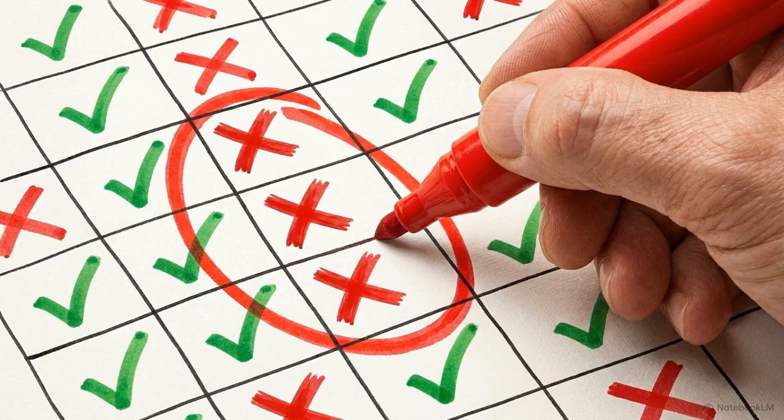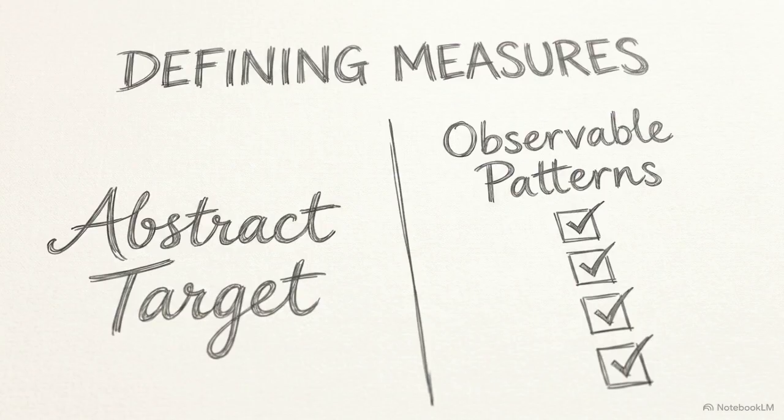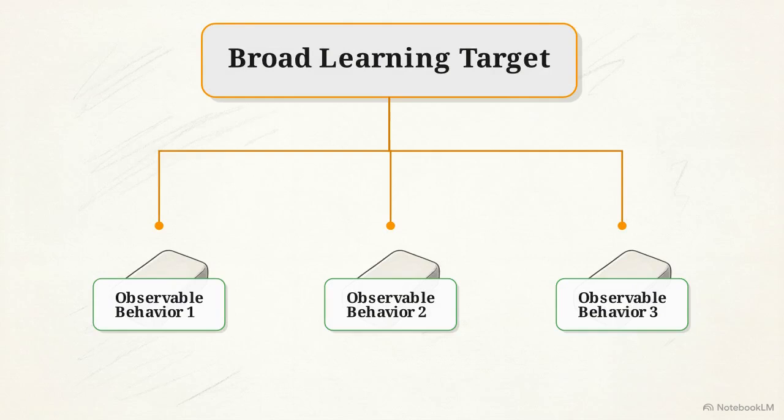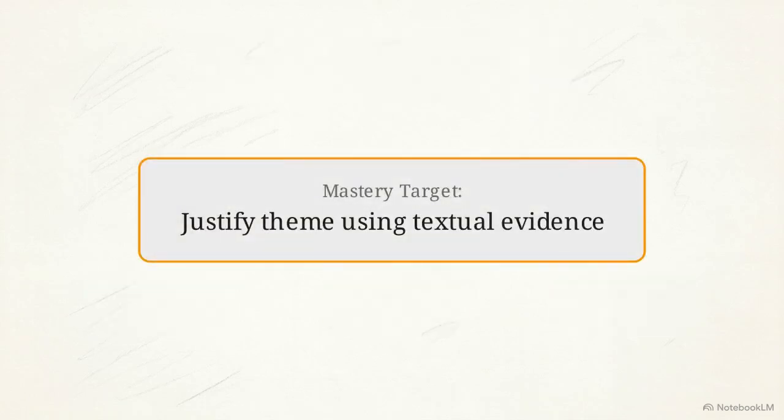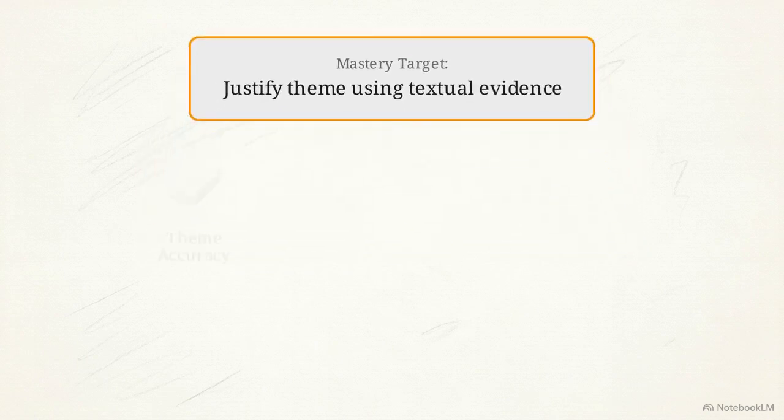To know what a student actually needs, you must track observable patterns of evidence. To find those patterns, we use a process called operationalization. This is how we take a broad, abstract learning target and break it down into specific behaviors we can actually see. Take a common mastery target. Justify theme using textual evidence.